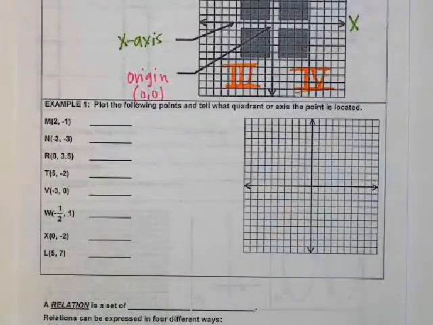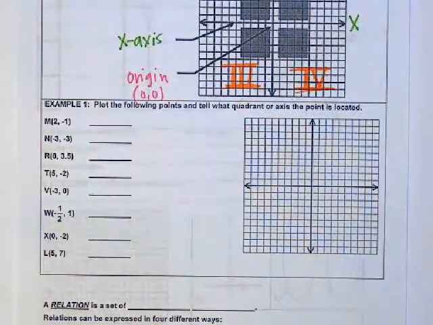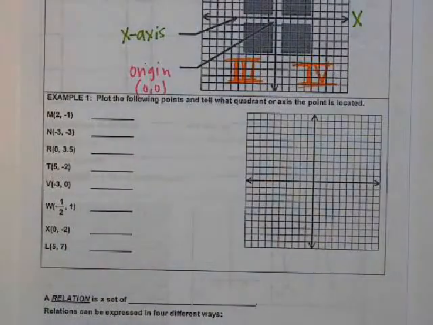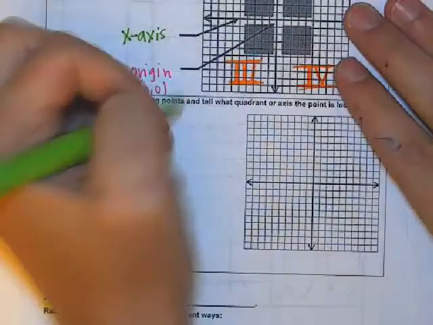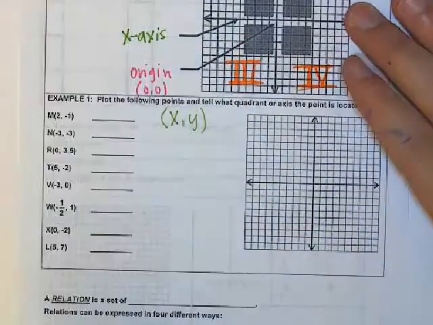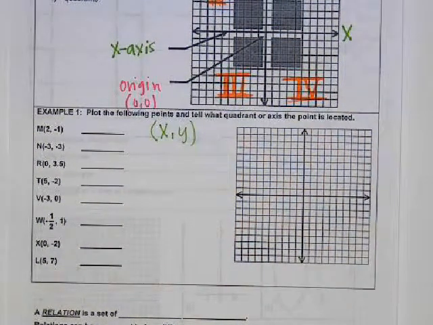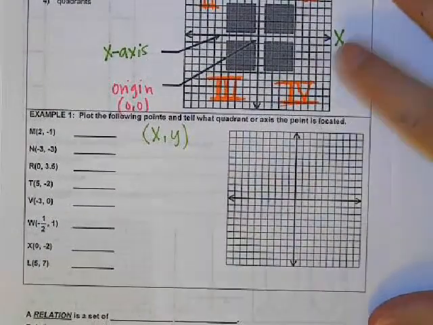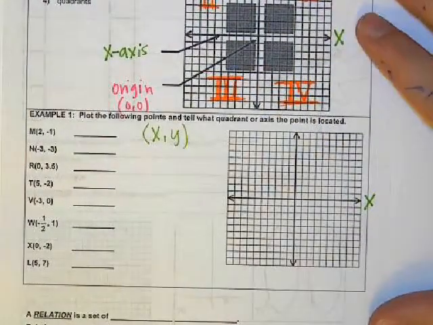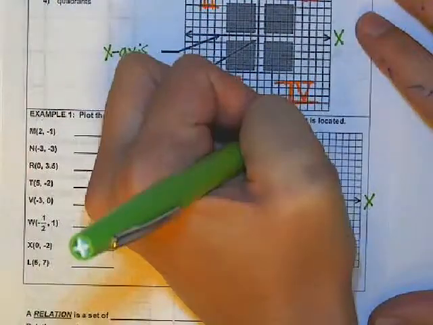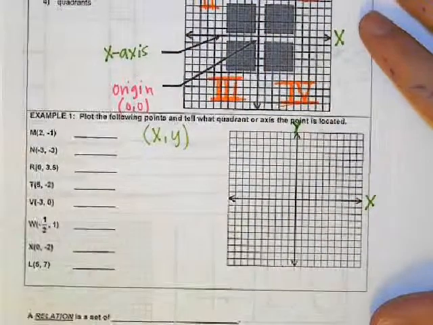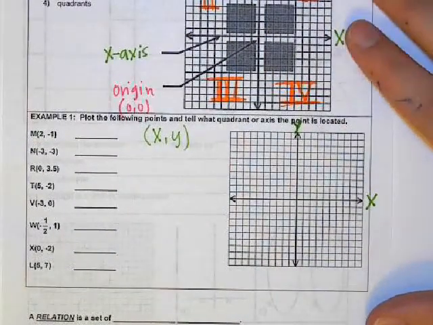All right, example 1 says, plot the following points and tell what quadrant or axis the point is located. So we're going to just review how to plot a point. Now remember, a point is x, comma, y. X comes first in the alphabet, x comes first in your ordered pair. When I plot, or if I have anything to do with a graph, the first thing I always do is label my axes. There's x, there's y. And that's what you guys should do every time. Label those axes.